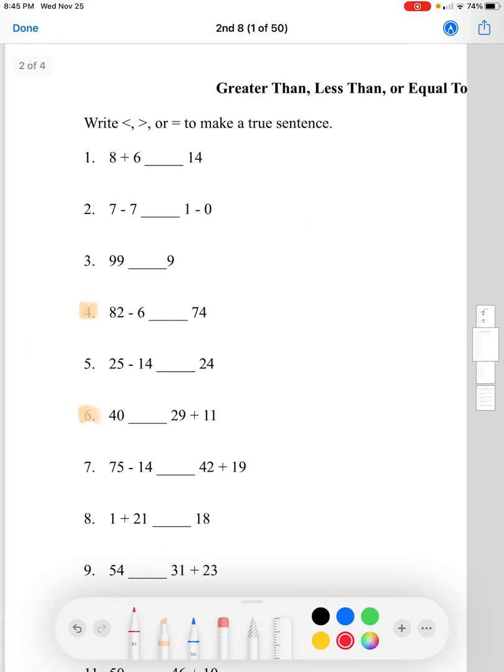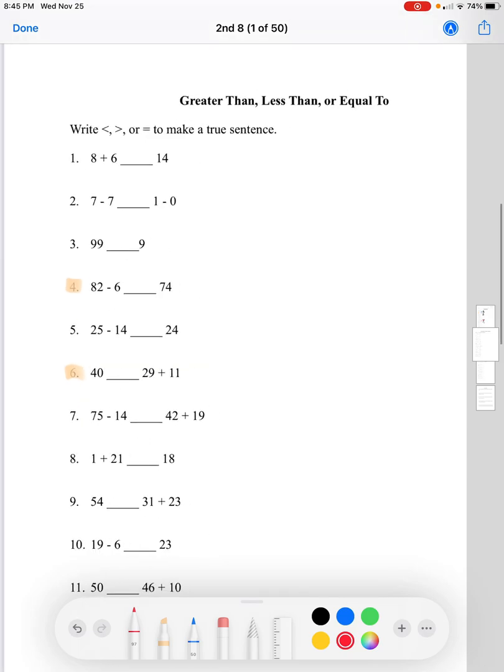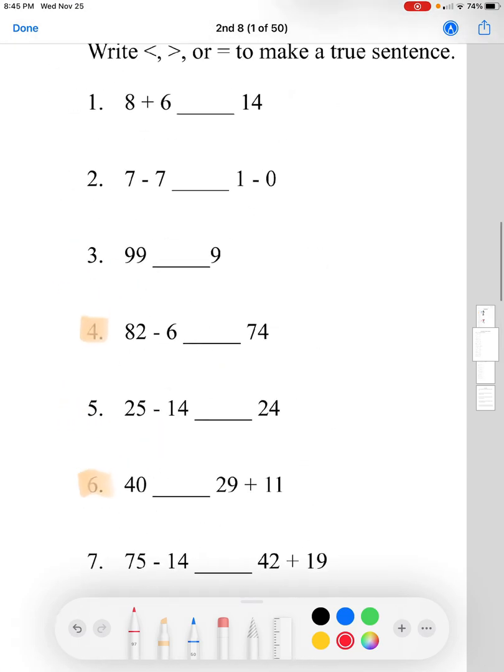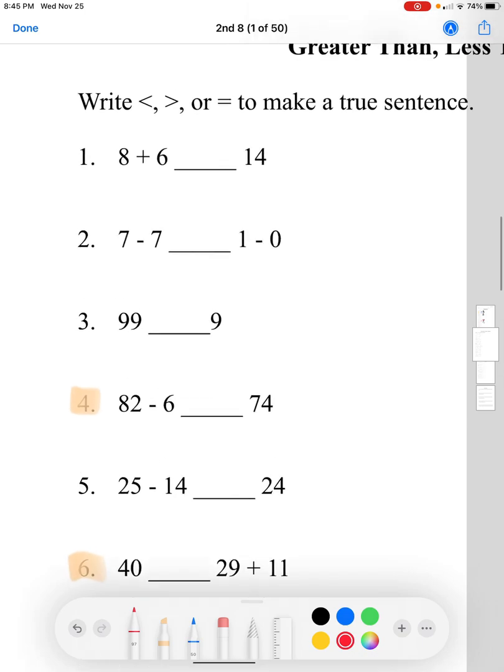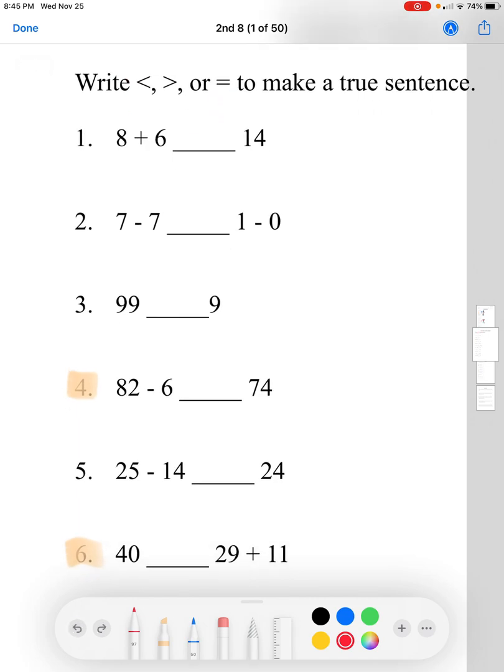Now let's move on to our next page, which is greater than, less than, or equal to. So our first example, number 4, and we're going to be using one of these signs up here. This is less than, greater than, or equal to. And the open side is always going to be facing the bigger number.